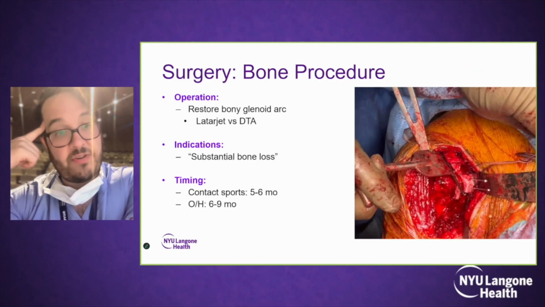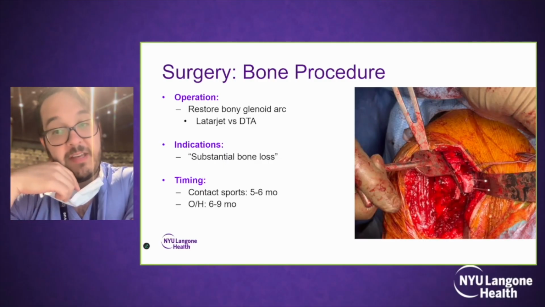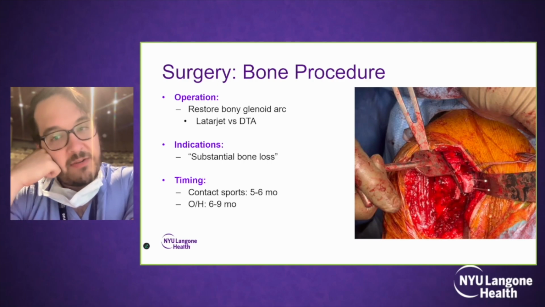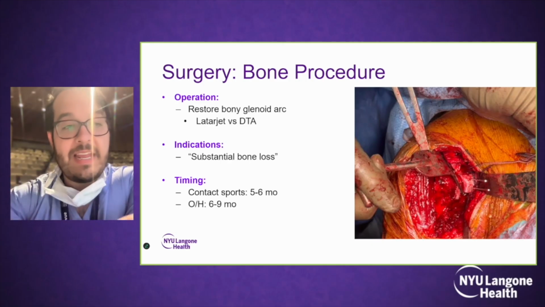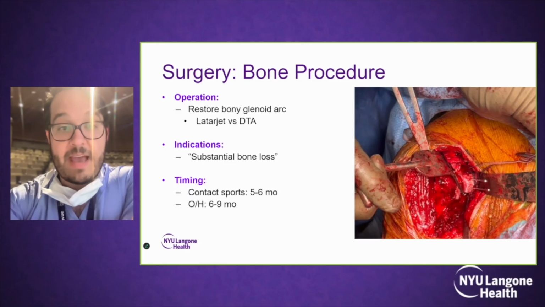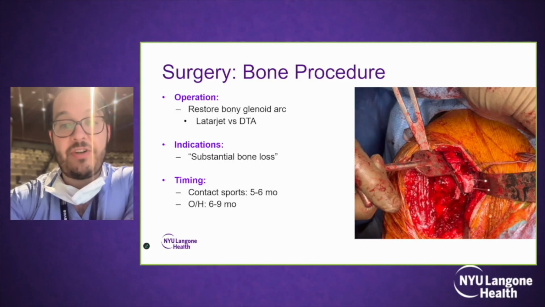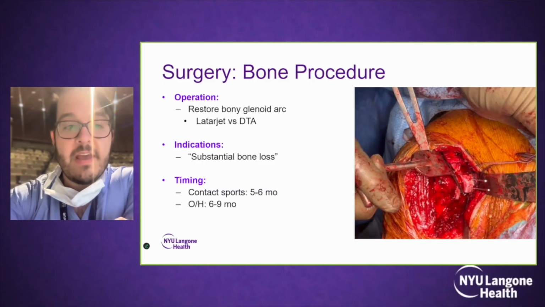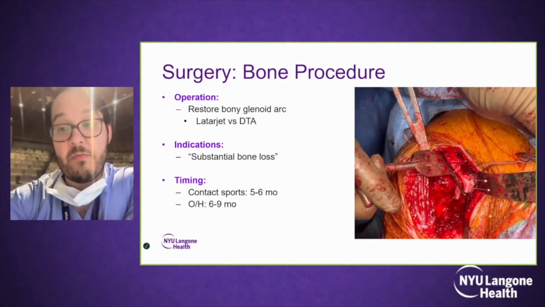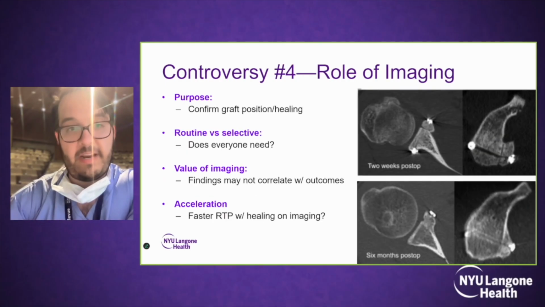Other surgery procedures. Before, we talked about just fixing some of the soft tissue. Here we're fixing the bone. You can either do something called the Latarjet, which is a bony procedure, or a distal tibial allograft, which is from a cadaver. Picking between those two doesn't super matter. What you're doing is for these patients typically who have significant bone loss. So you're talking about 10, 20 dislocations, a little bit longer to return, 5 to 6 months. Overhead athletes even more because we have to be careful about the forces they're putting on.